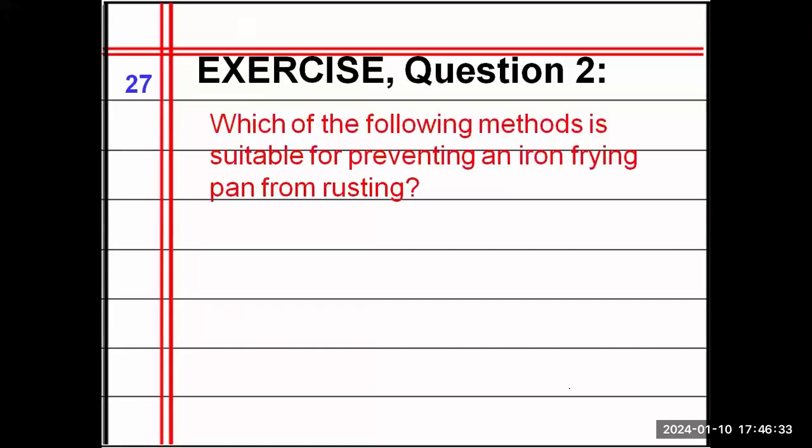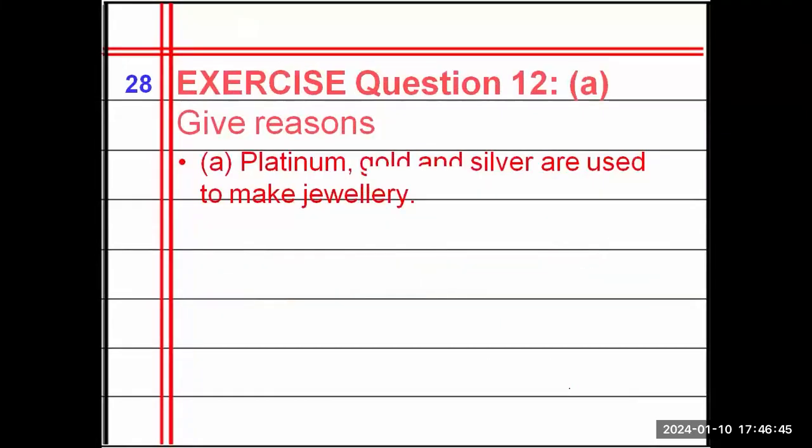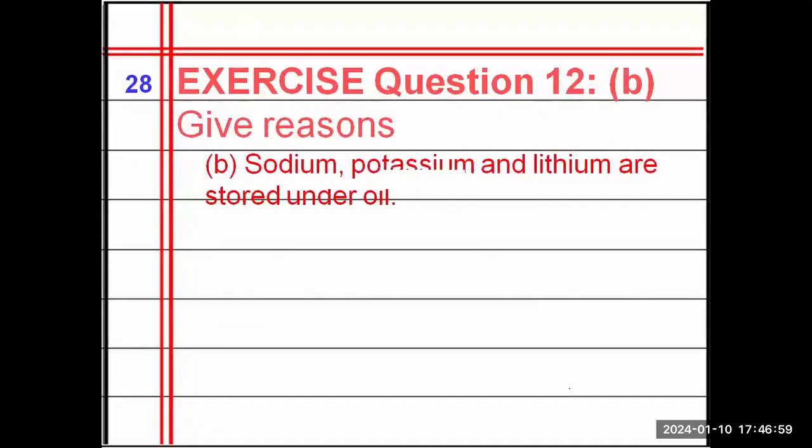Then which of the following is suitable for preventing iron frying pan from getting rusted? Applying grease, paint, coating of zinc, or all of the above? So applying zinc is the most suitable answer. Platinum, gold, and silver are used to make jewelry because they are lustrous metals and they are least reactive, so they don't get corroded easily.